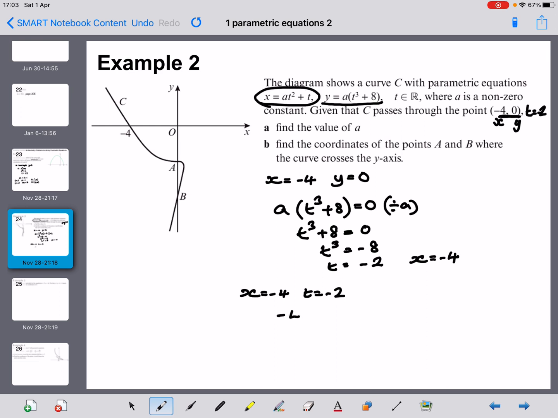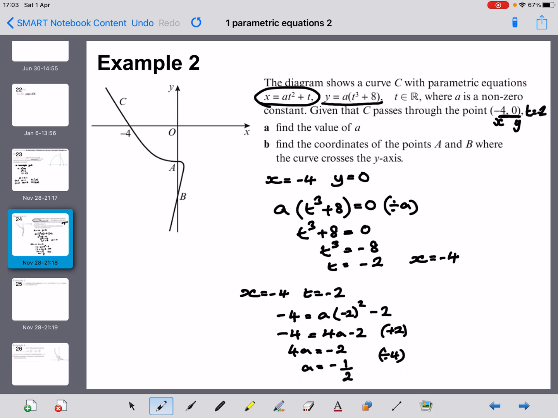I'll have -4 equals a lots of -2 squared, take 2. So -4 equals 4a, take 2. If I add 2 to both sides, 4a equals -2. And then if I divide by 4, I will get a equals -2/4, or a half. And that's that one.